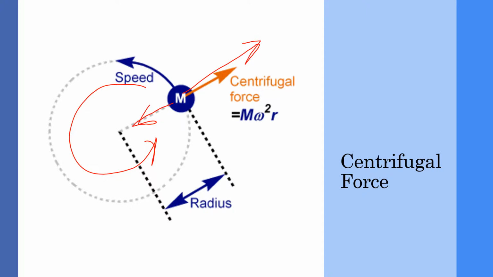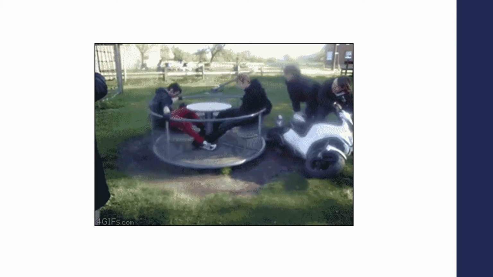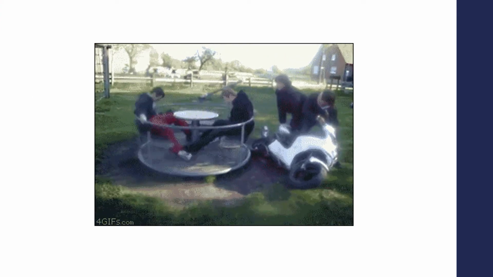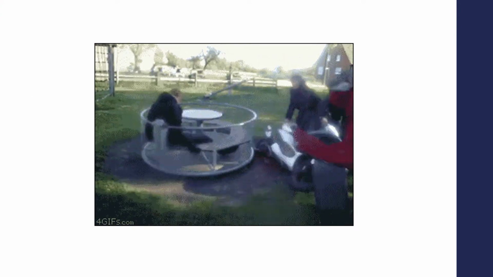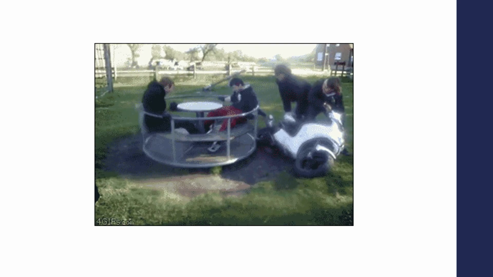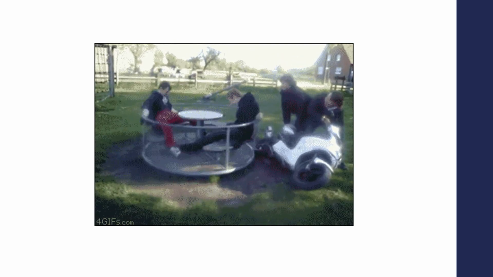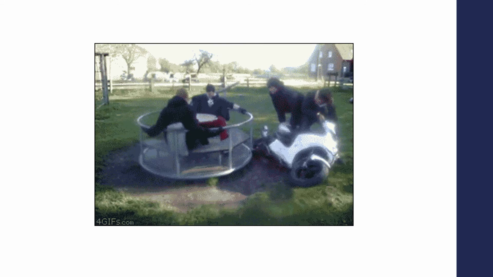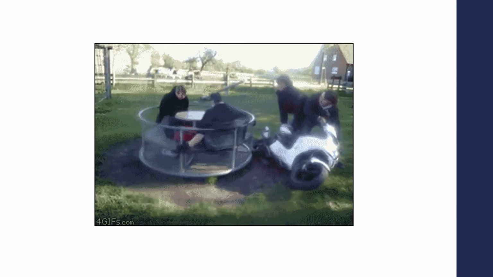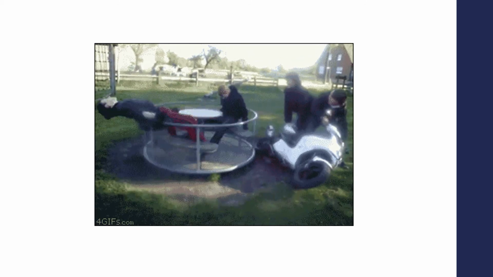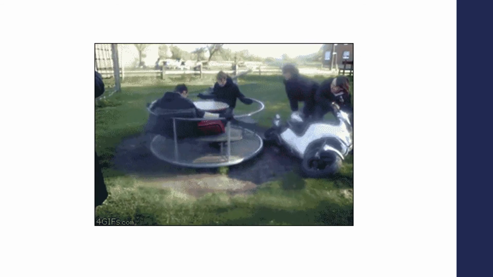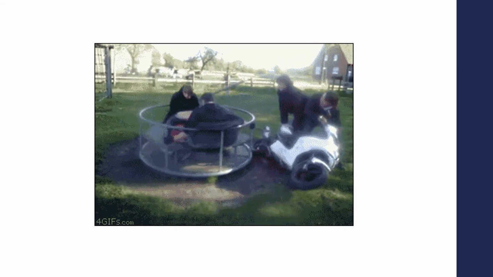A perfect example would be here on the next slide. These guys are propelling the merry-go-round with the motorcycle, increasing the speed, causing a guy to be thrown away from the center of the circle by centrifugal force. And this is a prime example of how centrifugal force works within the system.